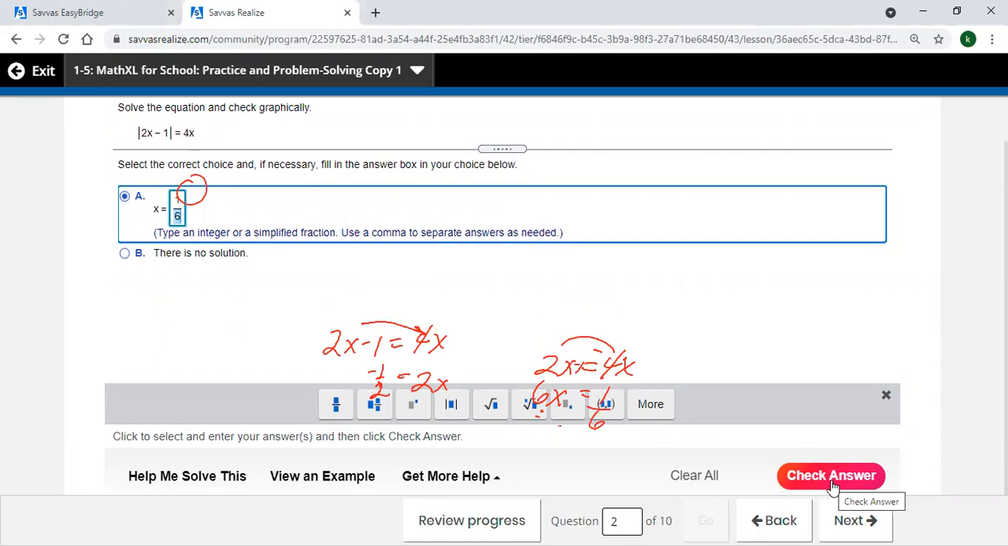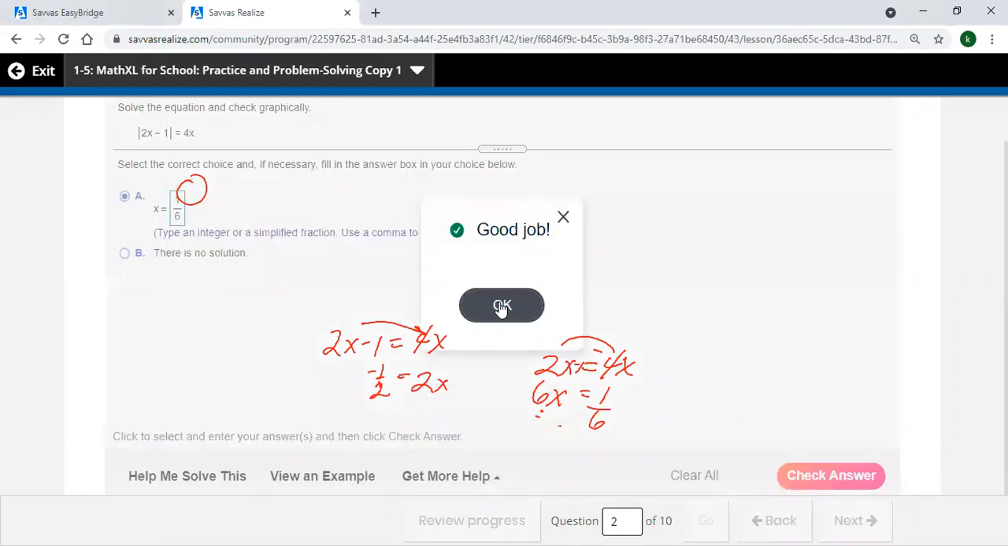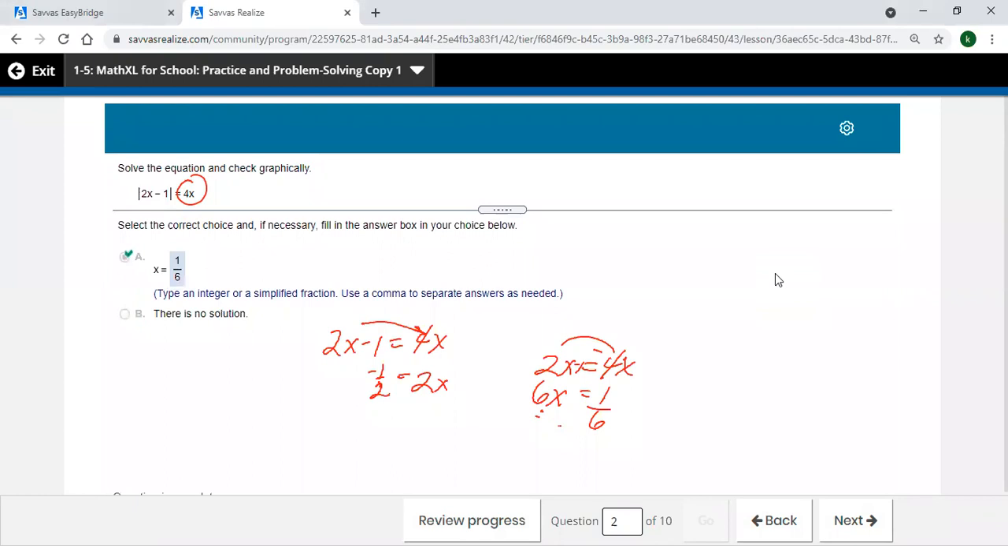Let's see how we did here. There we go. All right. Well, just like I said, don't give up. Go back and try it again. You can do it right, just like I did on the second try. All right. Good luck there.